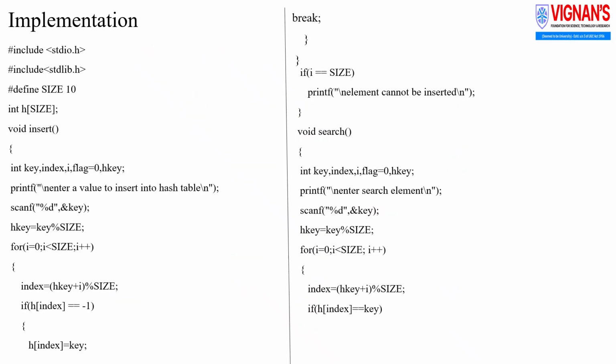This program implements linear probing using a hash table of size 10. The insert function first reads the key, computes the hash index using the modulo operation, and then checks sequentially for an empty slot using linear probing. When an empty position is found, the key is stored. If the table is full, the program displays that insertion is not possible. The search function again computes the hash index and probes sequentially until the key is found or all slots are checked. This implementation demonstrates how collisions are handled efficiently using linear probing.